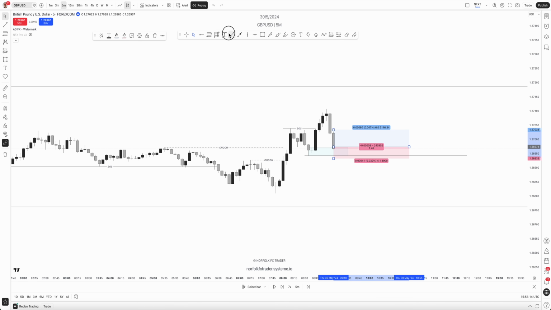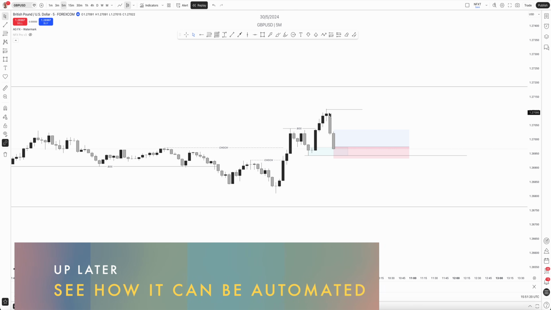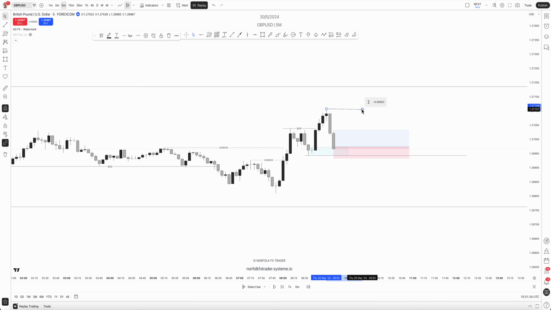My first target, where's that going to be? It's going to be this previous high here on a 5-minute now. The reason it's going to be this high is because this is the valid high for this time frame. And you want to look to take the risk off as soon as you can.